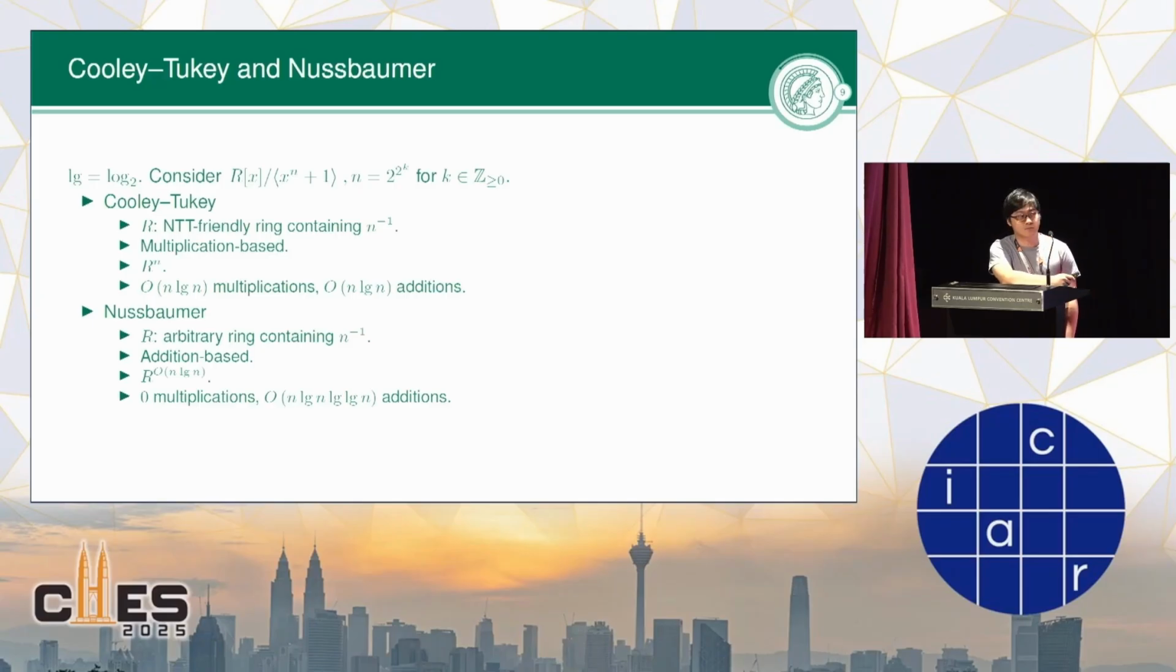I think we would have time for one more question if there's another question. Maybe just a quick one from me. Is there any intuition to know whether Barrett or Montgomery is better on a given platform?